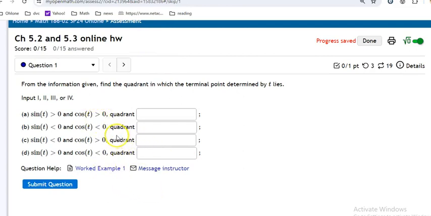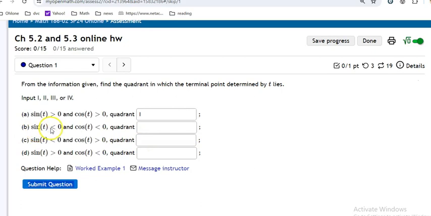You will need to have a unit circle open because we will be evaluating sine, cosine, tangent, all those values for special angles using unit circles. So question 1, for the information given, find the quadrant where the terminal point determined by t lies. So whether it's in quadrant 1, 2, 3, or 4. If sine is positive and cosine is also positive, the terminal side will lie in quadrant 1.